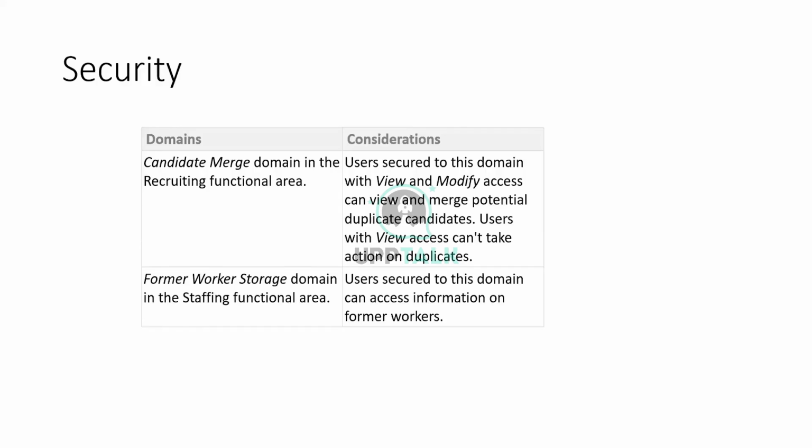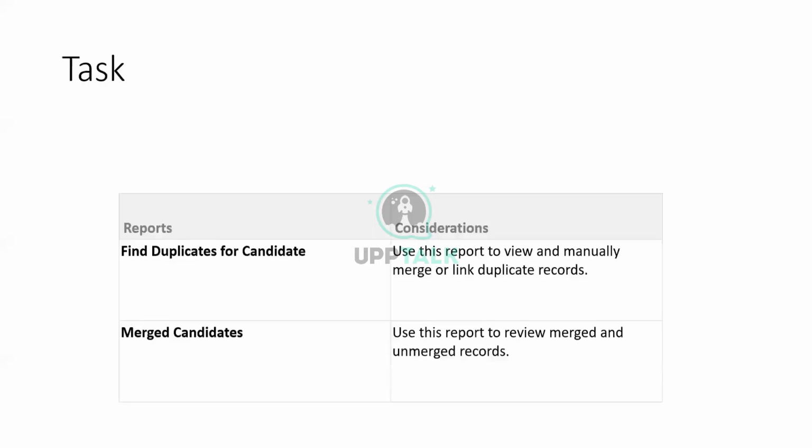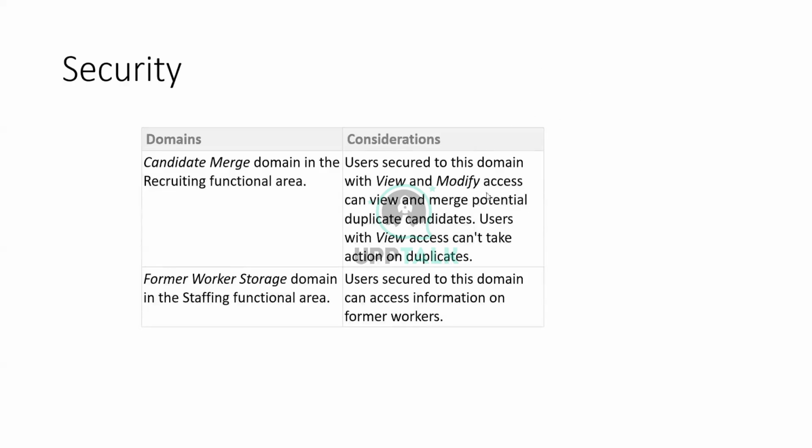And how will they find out the duplicates? They will find out if the first name and last name match and any one of the other criteria like email, phone number or address. Domains like candidate merge domain and former worker storage domain. For former worker storage, users secured to this domain can access information on former workers. And candidate merge domain is basically for merging the candidates or enabling the automatic merging in the system.